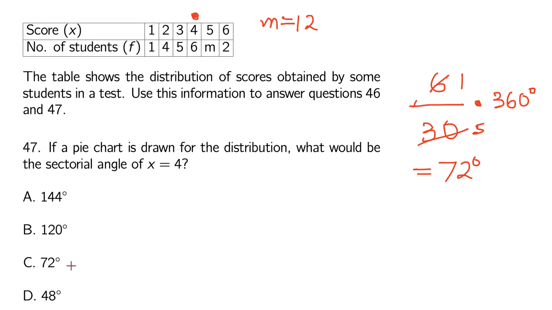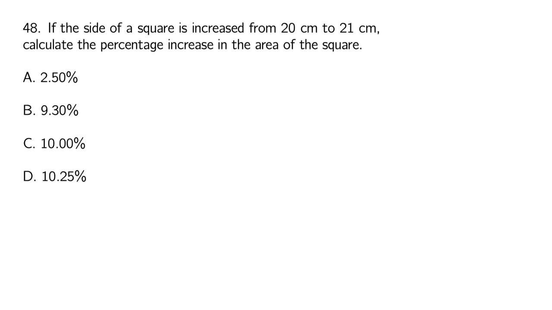72 degrees. So our answer is C. The next is question 48. It says, if the side of a square is increased from 20 to 21 centimeters, calculate the percentage increase in the area of the square.